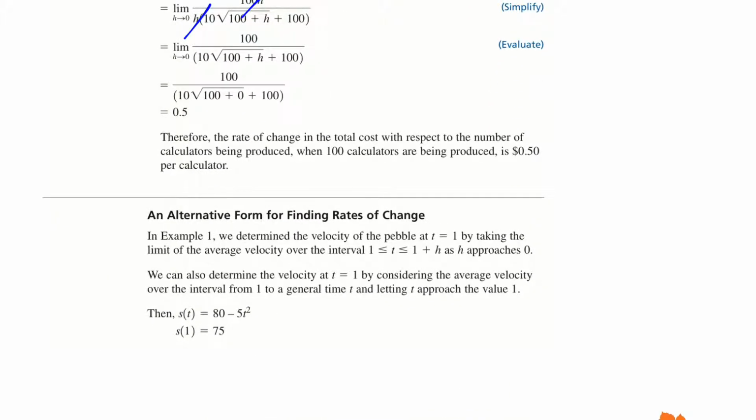Therefore, the rate of change in total cost with respect to the number of calculators being produced when 100 calculators are being produced is $0.5 per calculator.